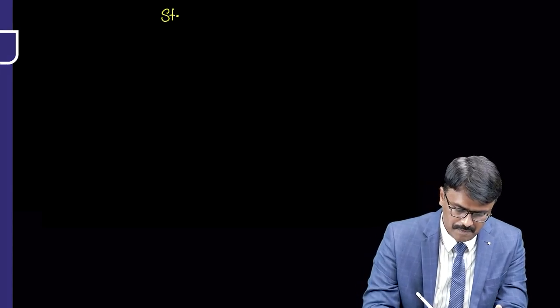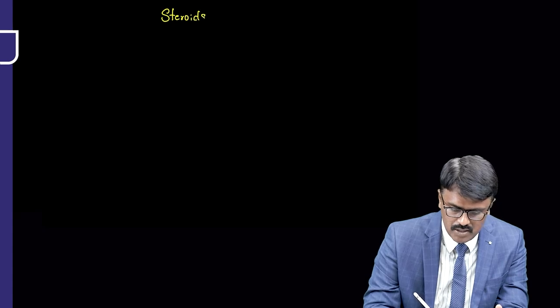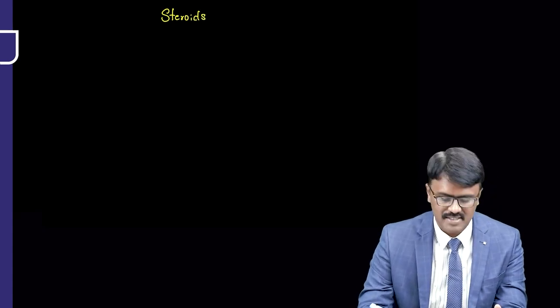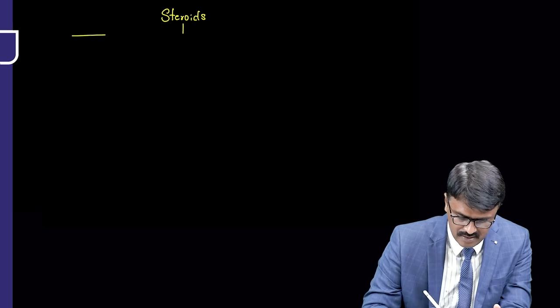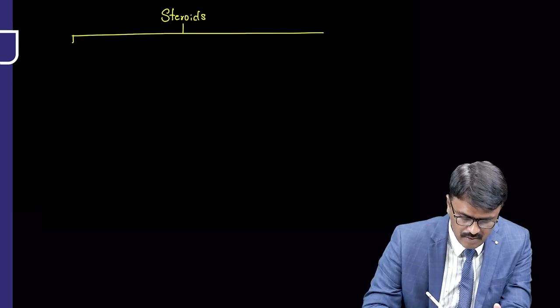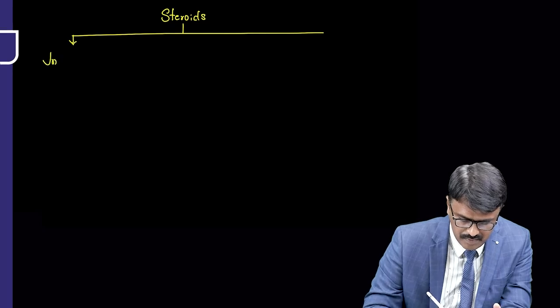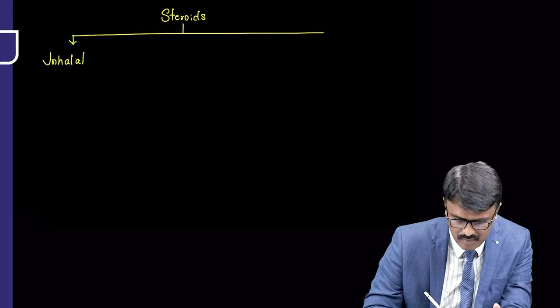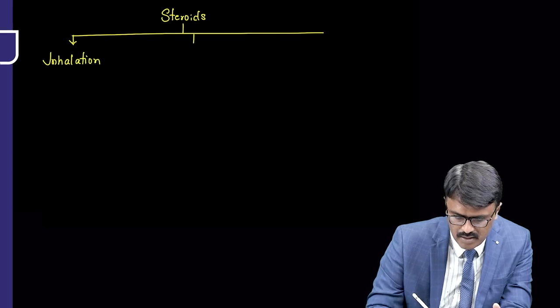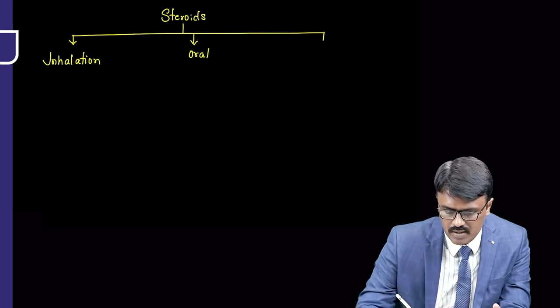So we understood the mechanism of action of steroids. Okay, so moving on to another group of drugs in asthma. I told you they are called steroids. Now steroids can be administered in 3 ways. What are the 3 ways? We can give them by inhalation route, by oral route, or by intravenous route.